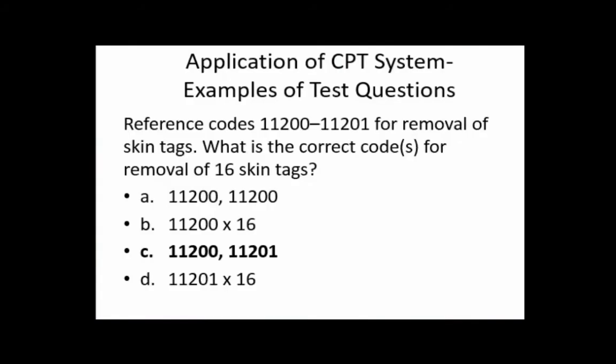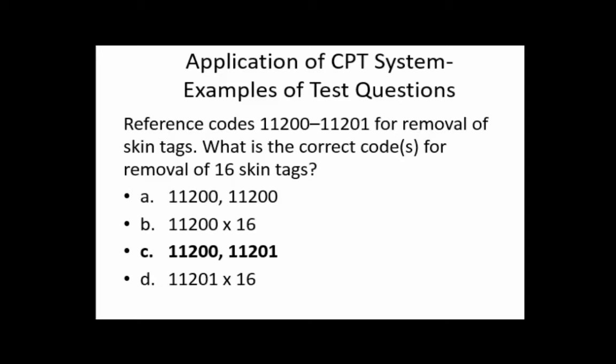And there's your answer, 11200, comma 11201. Okay, let's look at an example of another test question. Now I'm showing you these to show the types of questions that I can ask on the exam so that you won't be surprised. What I'm asking you to do is to go to these codes and read the code descriptions. And by reading them, you should be able to assign codes.